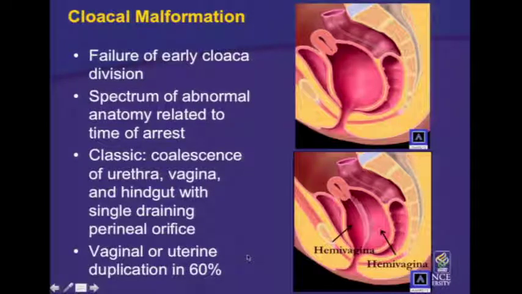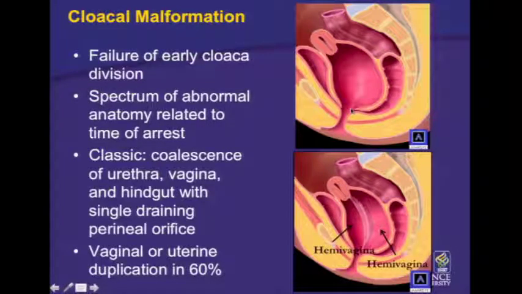Cloaca occurs because of a failure of early cloacal division. And there's a spectrum of abnormal anatomy which is related to the time of arrest. The classic cloaca is a coalescence of the urethra, the vagina, and the hindgut. And the structure that gets the most dilated in this case is the vagina because it has more capacity. So that is what we see with ultrasound.